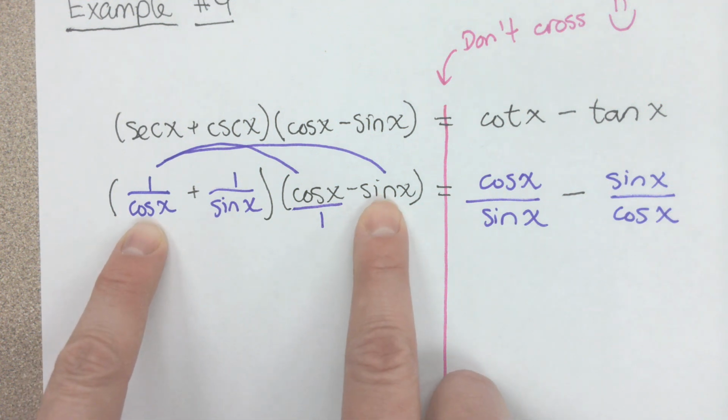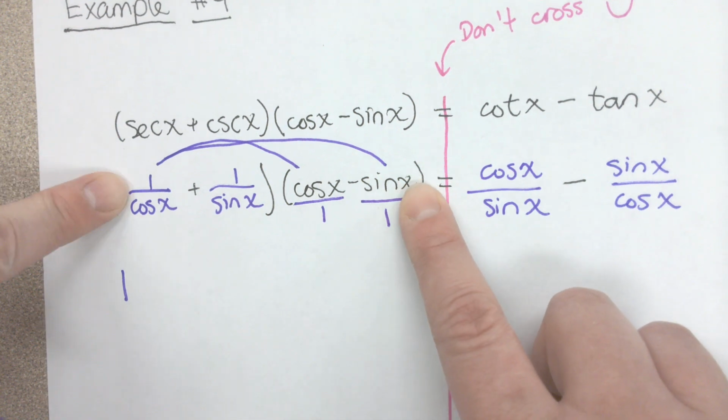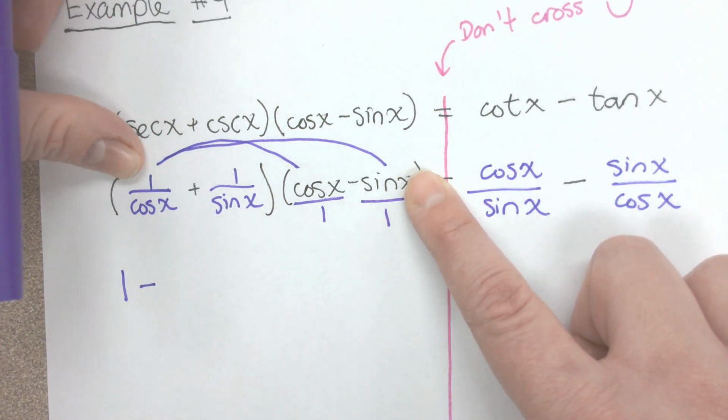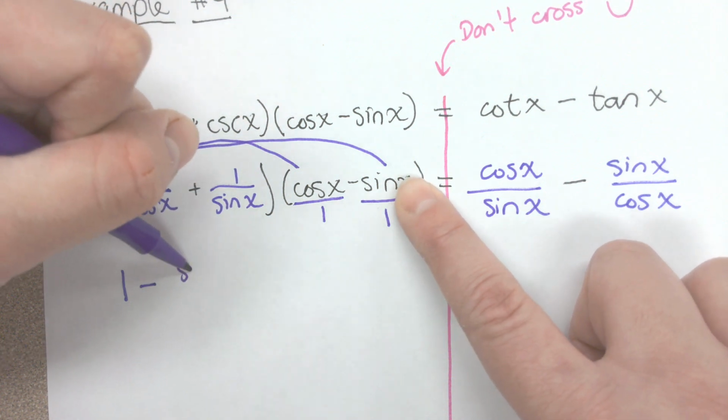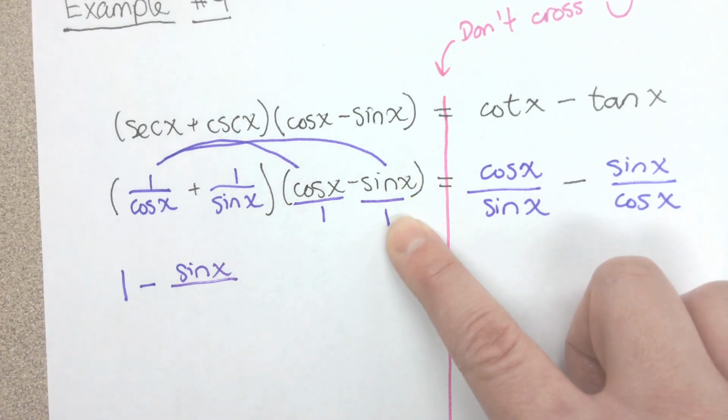1 over cosine times negative sine over 1. So we're just going to multiply straight across. This is going to be a minus first off, since it's negative. 1 times sine, that's going to be sine on top. And then cosine times 1, so cosine on the bottom.